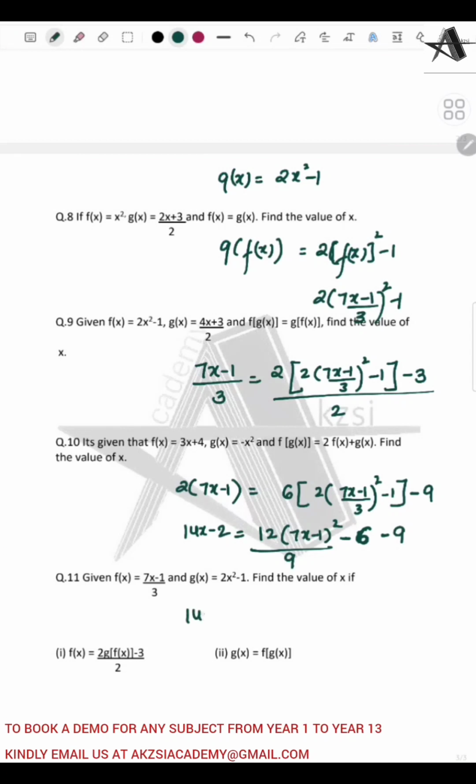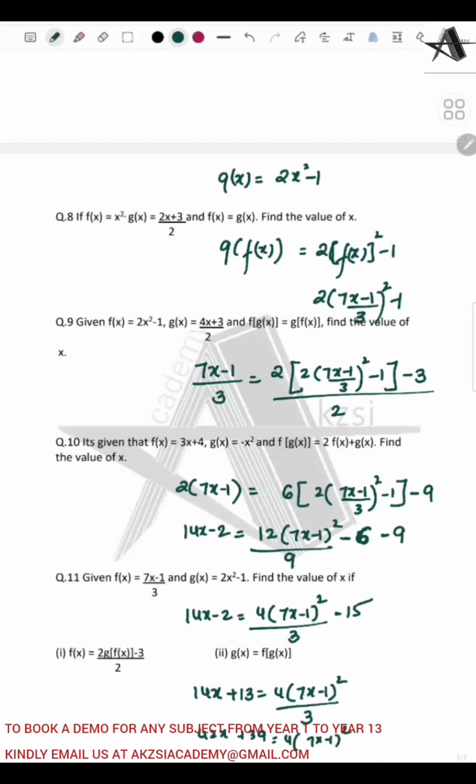This will give me 14x minus 2 is equal to, simplifying it, cancelling it by 3, 4 times (7x minus 1) whole squared over 3, minus 15. Bringing 15 onto the other side, it will be 14x plus 13 is equal to 4 times (7x minus 1) whole squared over 3. Cross multiply it, it will give me 42x plus 39 is equal to 4 times (7x minus 1) whole squared.